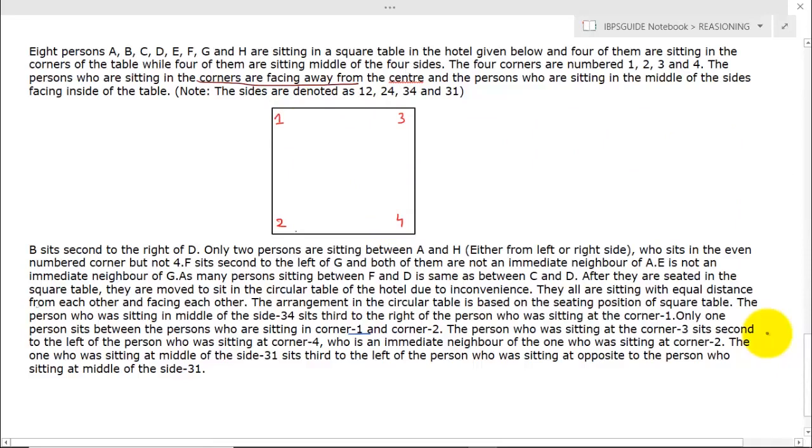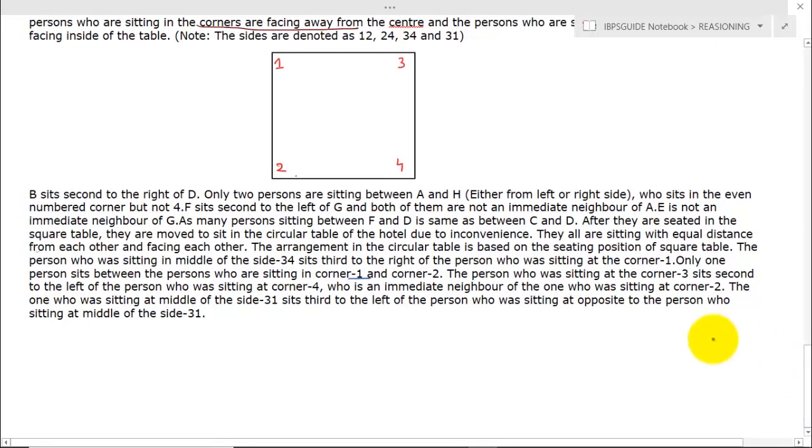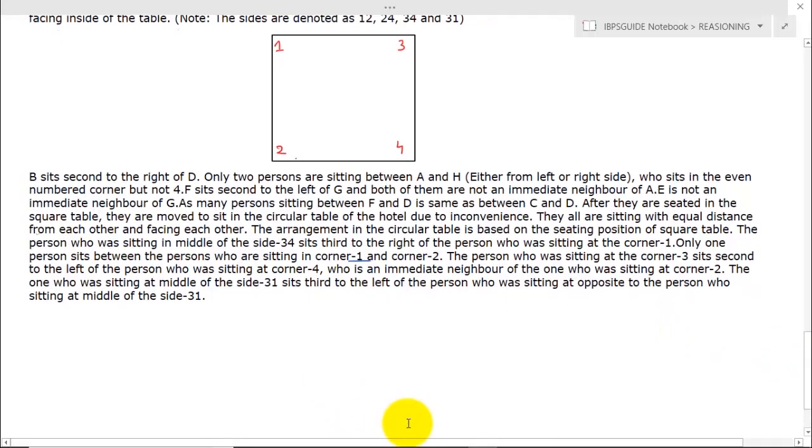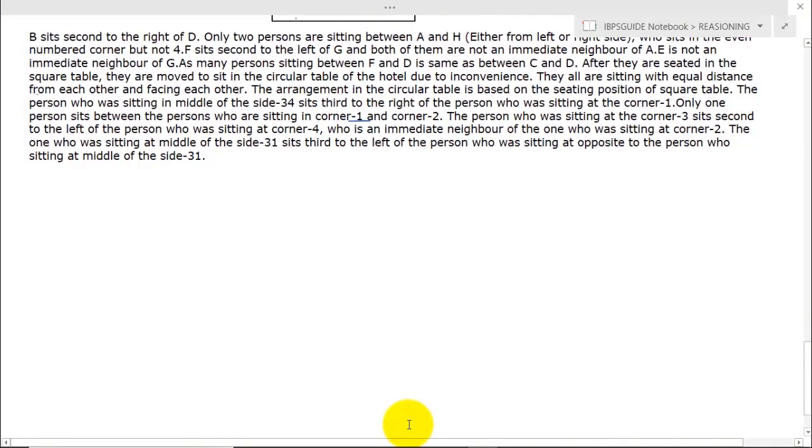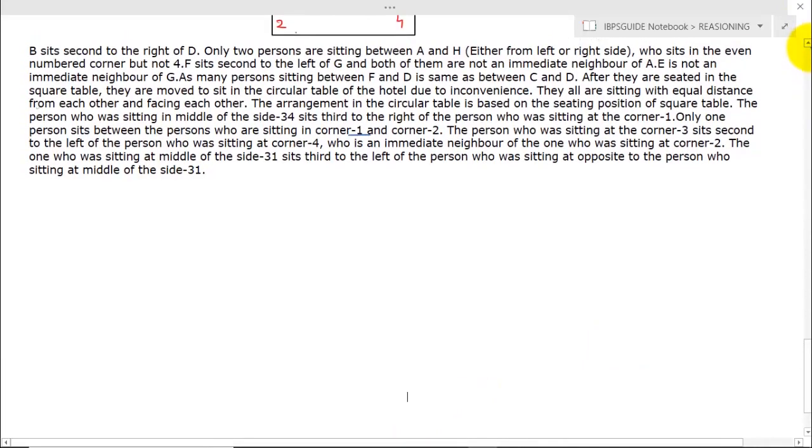This is the intro part of the sitting arrangement. Now come to the conditions, where we have some conditions on how to place them. Now he's saying B sits second to the right of D. We don't know where B and D are, either at a corner or in the middle of a side. So writing simply in symbolic notation, B sits second to the right of D. Starting from D, second to the right means like this, and mark it like this, 2R.